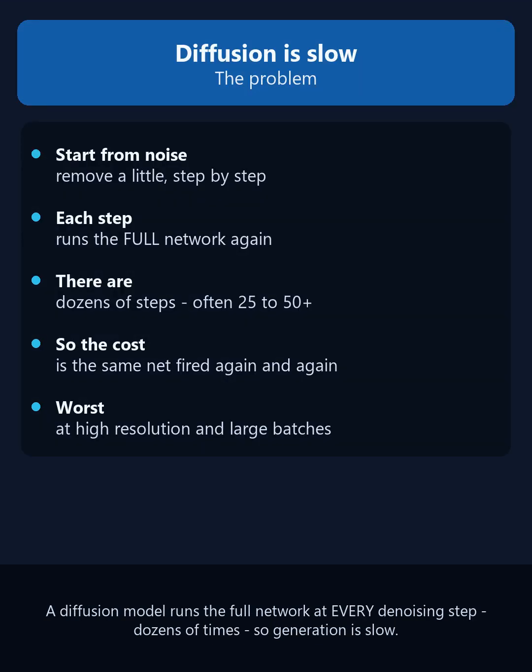First, the pain. A diffusion model starts from pure noise and removes a little of it step by step until a clean image appears. Each of those steps runs the full network, and there can be dozens of them. So most of the cost is not one big calculation, it is the same expensive network fired again and again. That is what makes diffusion feel sluggish, especially at high resolution.